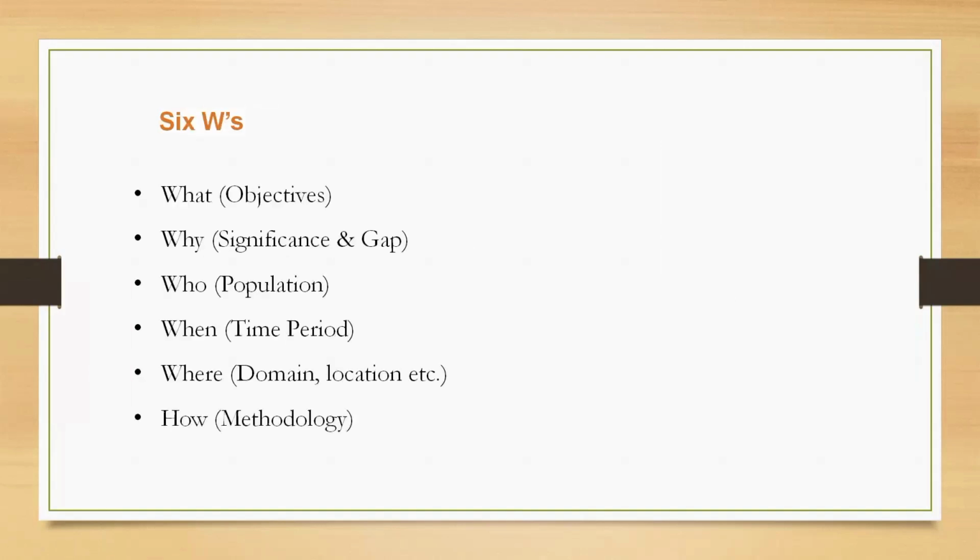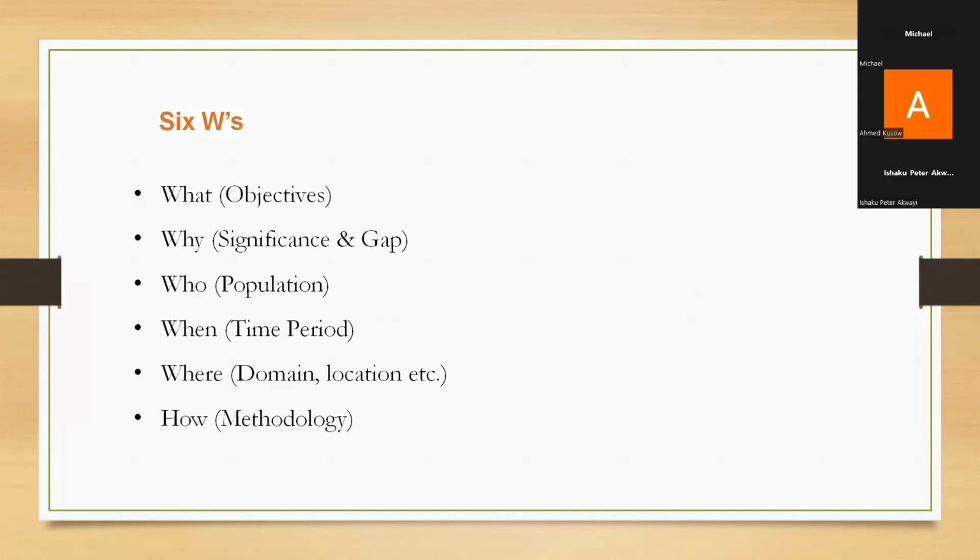So, in systematic literature reviews, researchers believe that before conducting the review, it is very useful and very important to have a look at the 6 Ws. Some people say the 6 Ws, and some researchers believe it's 5 Ws, because as you can see on my screen, it's 5 Ws and 1 H. So what are these 6 Ws? What kind of objective do we need to address? Why? The significance of our research and the research gaps.